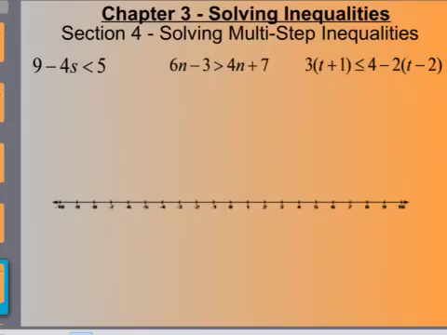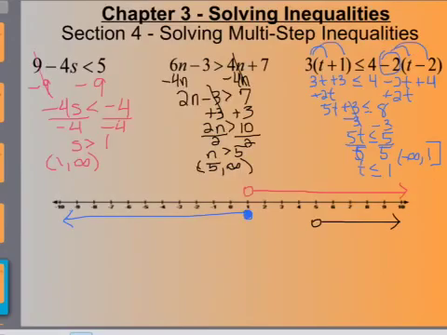Chapter 3, Section 4, Solving Multi-Step Inequalities. So these are similar to the multi-step equations, but obviously we're working with an inequality symbol as well. Take a minute, pause the video, and try to solve each of these three inequalities and plot each one on a separate number line. So looking at the first inequality, 9 minus 4s is less than 5.